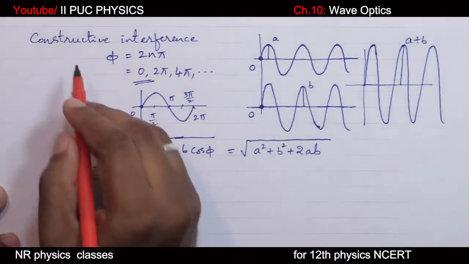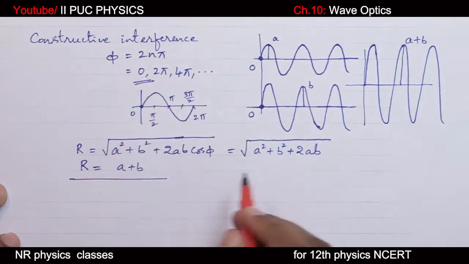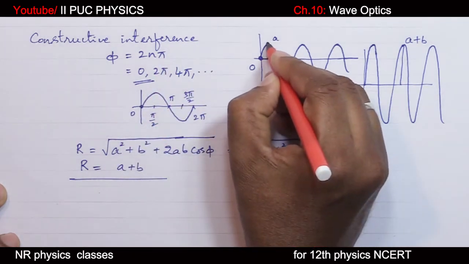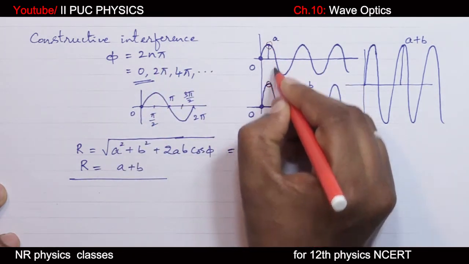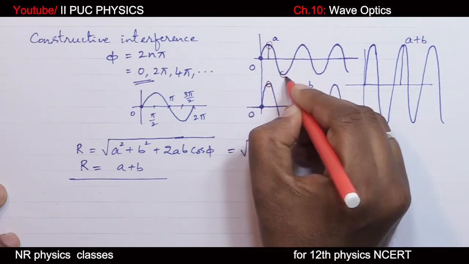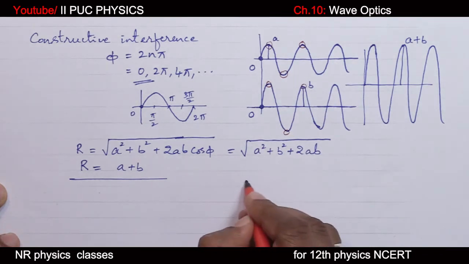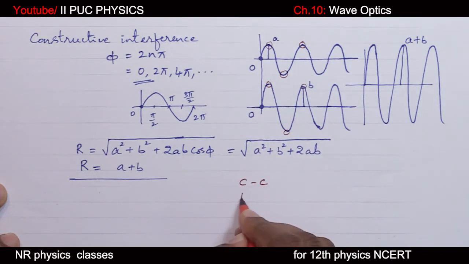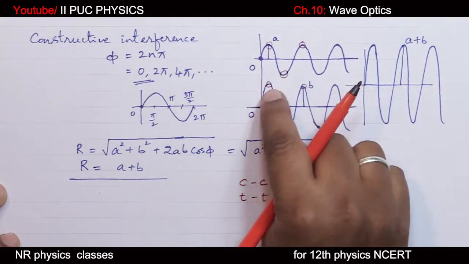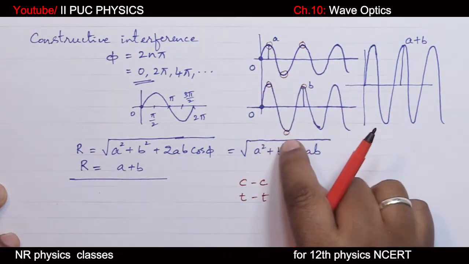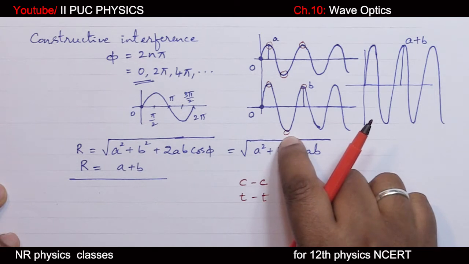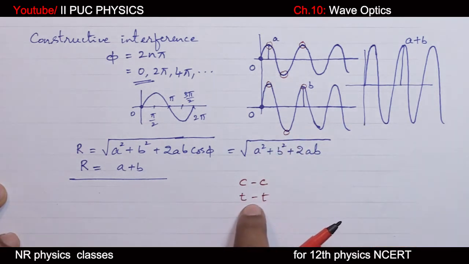Now another way of visualizing constructive interference. This is crest point. This is crest. Crest on crest. Trough on trough. Crest on crest. Let me write. Crest on crest. Trough on trough. If crest of one wave falls on the crest of the other, trough of one falls on the trough of the other, that results in constructive interference.